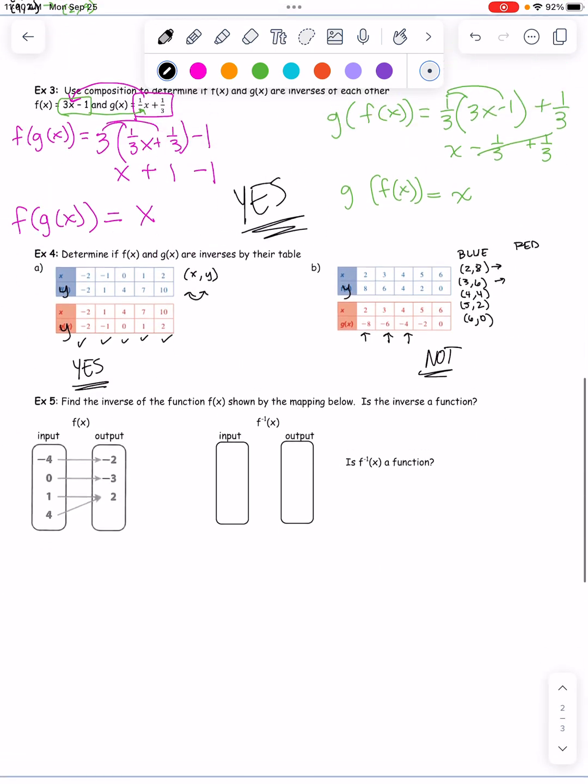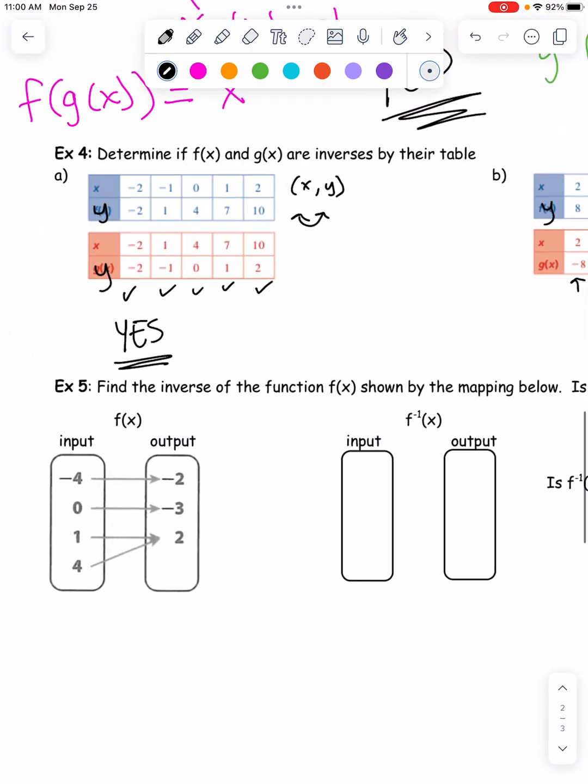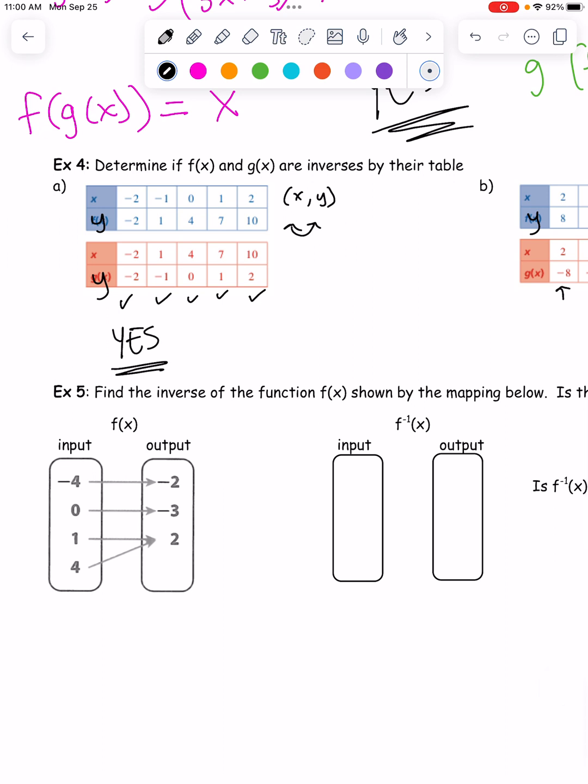And then lastly is on a map. So if I give you the input and how it's matched to the output, you're going to swap that for the inverse, right? So if my input was -4 and my output was -2, for the inverse, it would be input -2, output -4. Input of 0, output of -3 is going to be -3 to 0. The next one, 1 has an output of 2, so 2 has an output of 1. But 4 also had an output of 2, so 2 also has an output of 4.